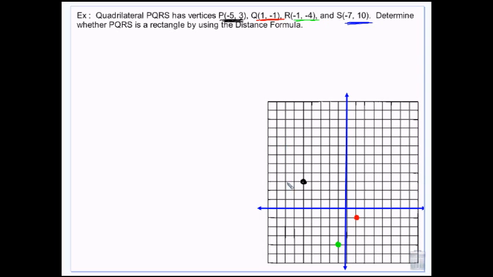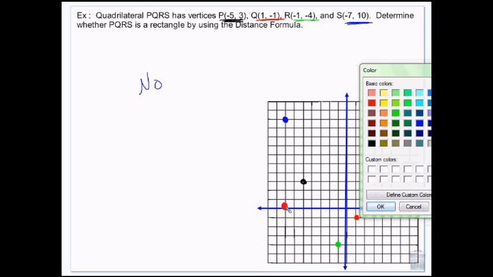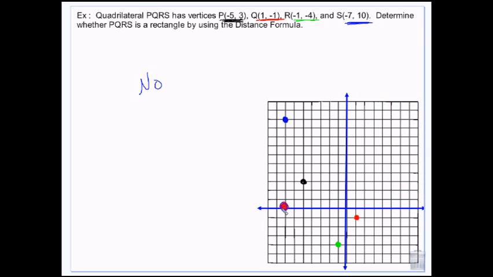Is that a rectangle? No. In order to be a rectangle, what I would need is negative 7, 0. So if my point was negative 7, 0, it would be a rectangle.